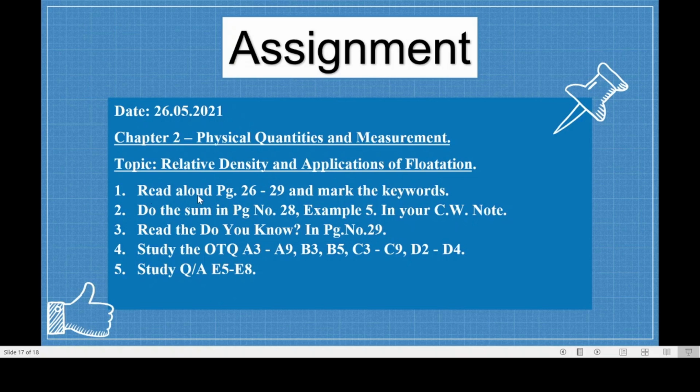So this is your assignment. You have to read pages 26 to 29 and mark the keywords, and do the sum in page number 28, example sum 5, in your classwork note. Read the Do You Know concepts in page number 29. Study the OTQ, objective type questions, A3 to A9, B3, B5, C3 to C9, D2 to D4. And finally you have to study the question answers, subjective type questions, E5 to E8.